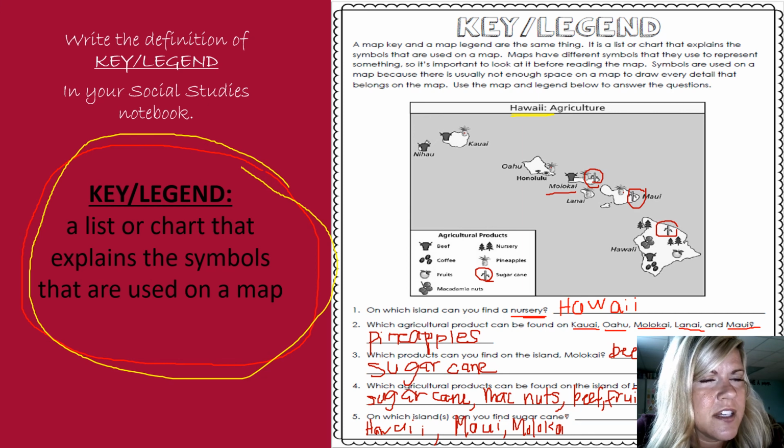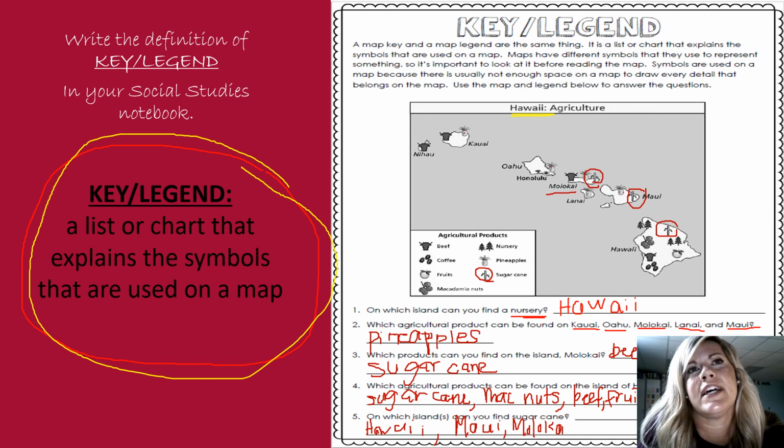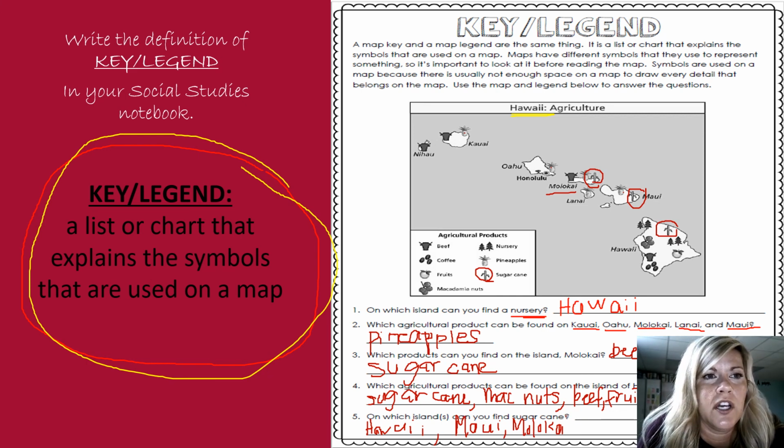And nothing on this island. And none here. So that is it, those 3. Alright, so that's it for a key or legend. Make sure you know what that means, because you will need to use a key or a legend later on in the school year. So just remember that a key is all the symbols and what they mean on a map, okay?